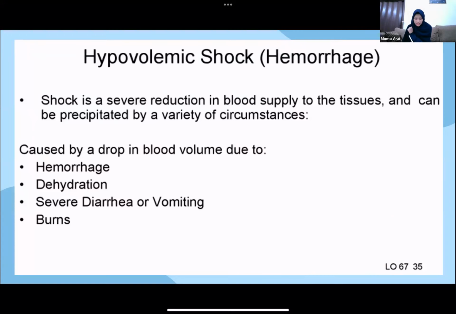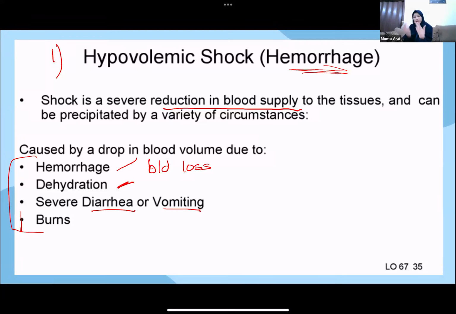Now we'll start with the first cause, hypovolemic shock, which means not enough blood volume, not enough blood, like water in the blood. So hemorrhage is an example. Here is the definition: reduction in blood volume itself. This can happen due to a lot of reasons. Remember, like I said, hemorrhage, which means blood loss, right? Or dehydration, where you don't have enough water in your blood, so not enough blood volume. You can also lose water by diarrhea and vomiting, because you're throwing up all the fluids. And then burns also, because burns affect your skin, right?